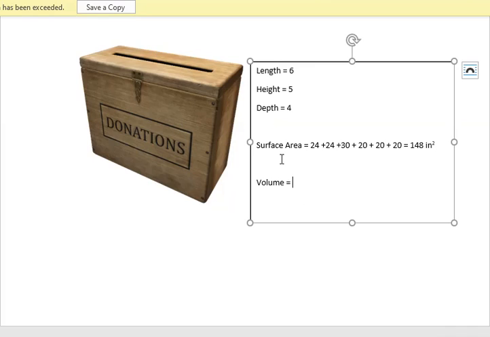The volume is going to be 6 inches times 5 inches times 4 inches, which gets you 120 inches cubed.